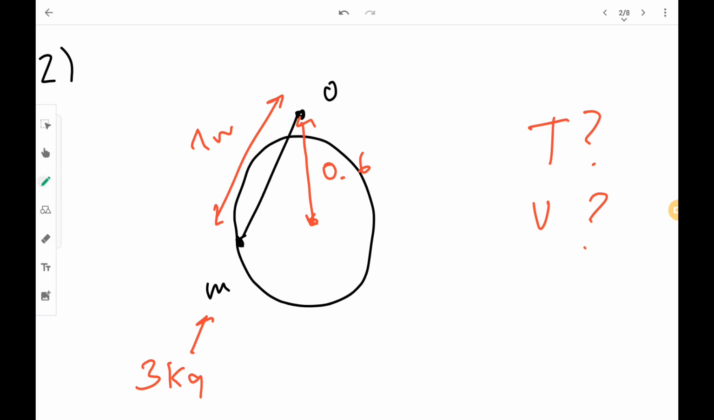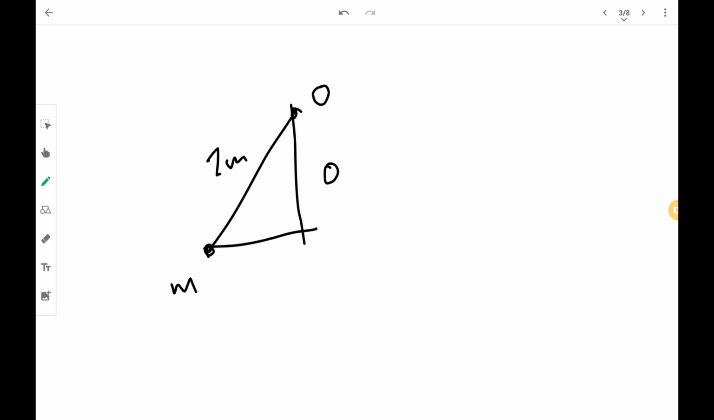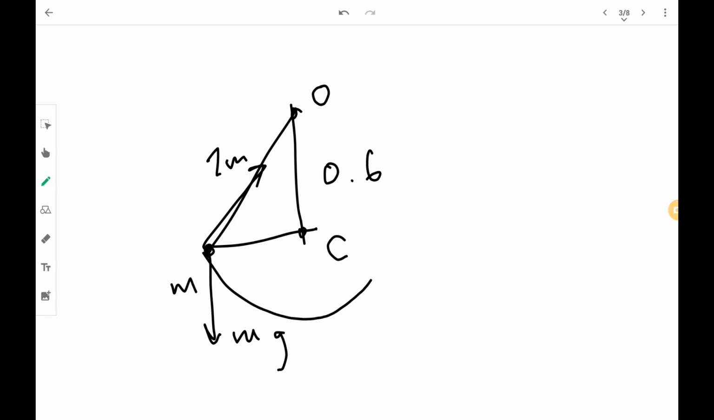You also have mg on the mass and tension like this, and this is the radius. So we can draw the triangle of the forces. This is the mass, this is the point O, this is 1 meter, 0.6, this is the center of the circle. Tension is acting like this, mg this way, and you're supposed to have the circle like this.